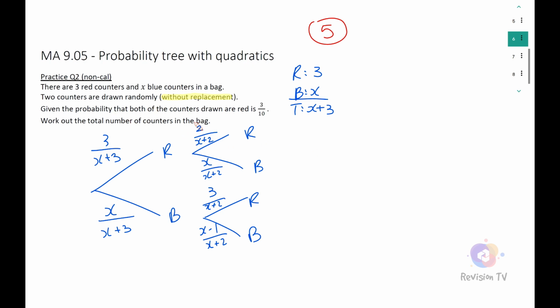Work out the total number of counters in the bag. So we've got 2 of them that are red, so red and red. That's 3 over x plus 3 times 2 over x plus 2. So multiply them. That'll be 6 over x plus 3 times x plus 2.